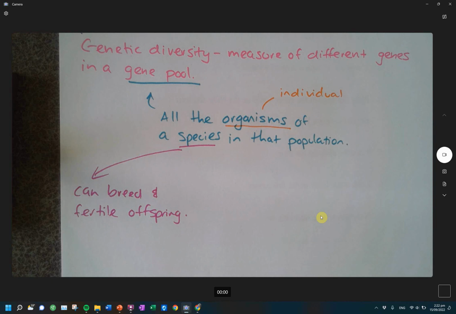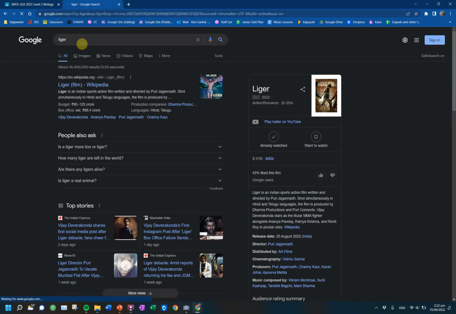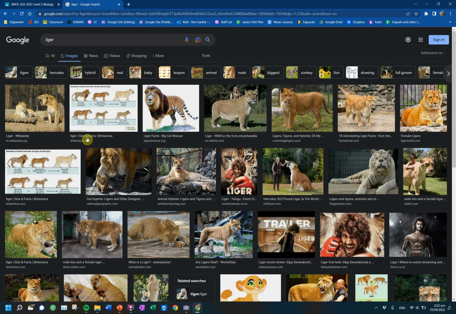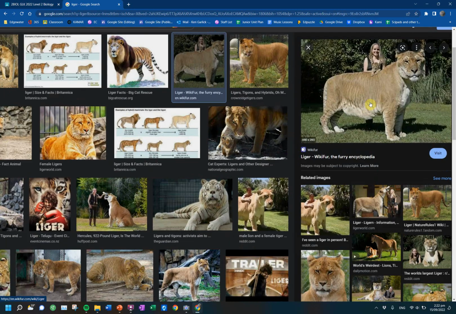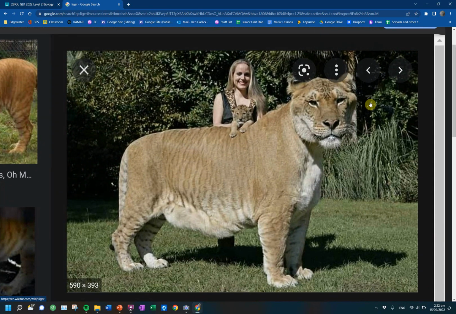The cool example is when you breed a tiger and a lion together, you get a liger. That's a real thing. Do you want me to show you some pictures so we can see it? Yeah? Okay. A liger. So ligers are real. Ligers are like these things here. Is that real? Those are real. Because it's a cross between a lion and a tiger. This looks fake. No, it's real.